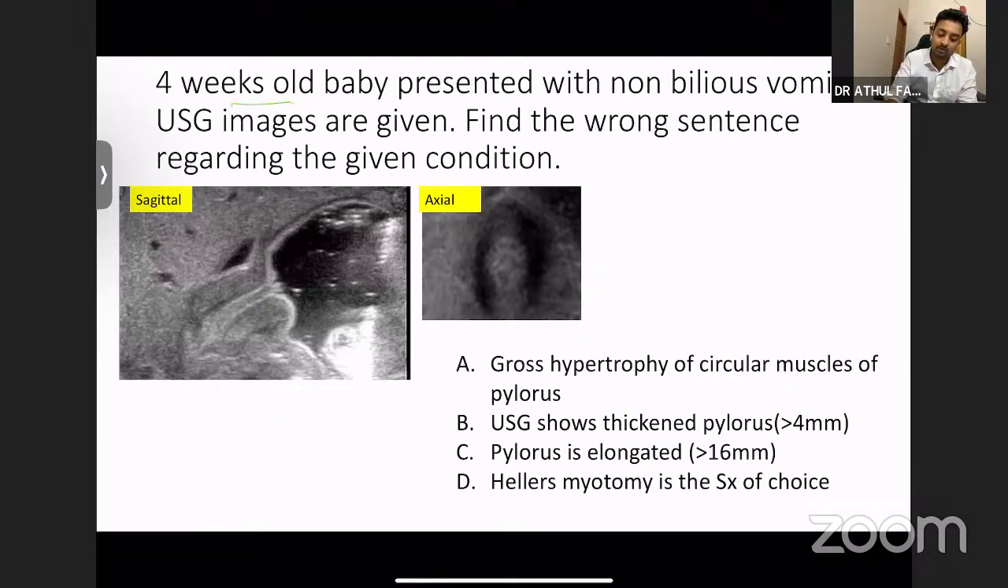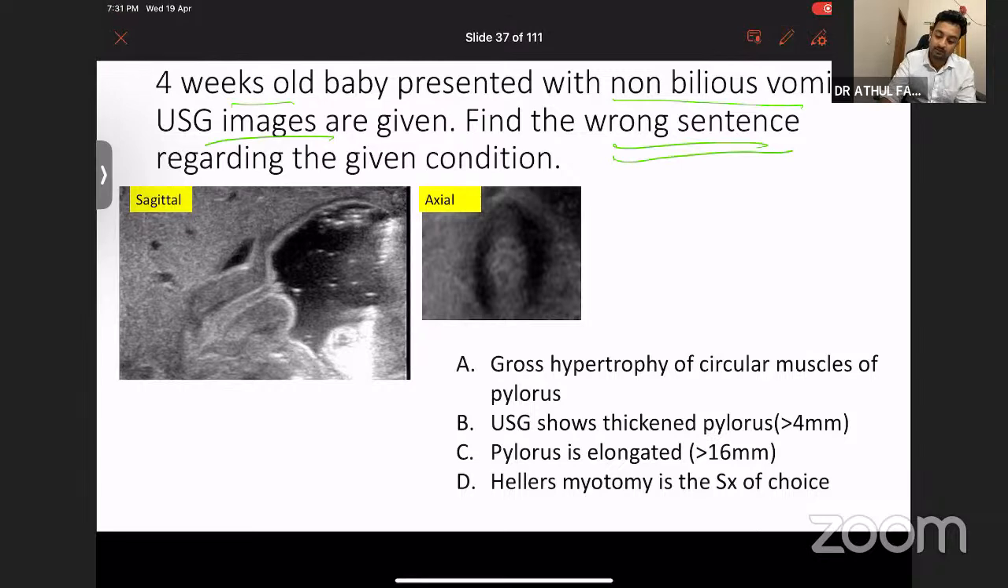This is another easy question. A 4 weeks old male baby presented with non-bilious vomiting, ultrasound images are given. Find out the wrong statement regarding the condition. So first you have to see the image, you have to understand the condition. Here you can see this is the stomach. And here you can see this is the pyloric antrum. This is the thickened pylorus. So here there is a gross hypertrophy of circular muscles of pylorus.